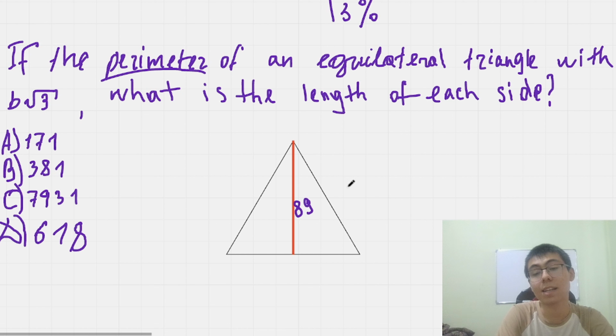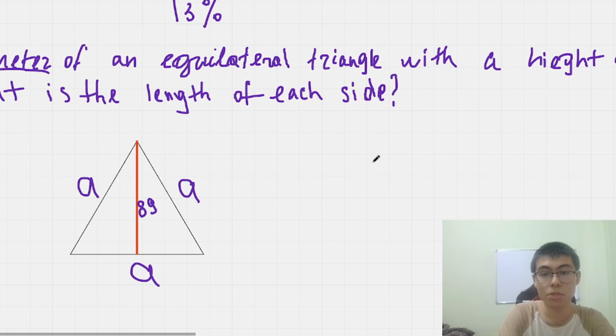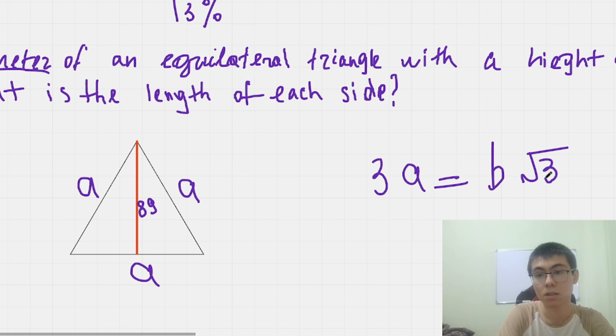That means that if these side lengths have a length of a, so 3a equals b times the square root of 3.